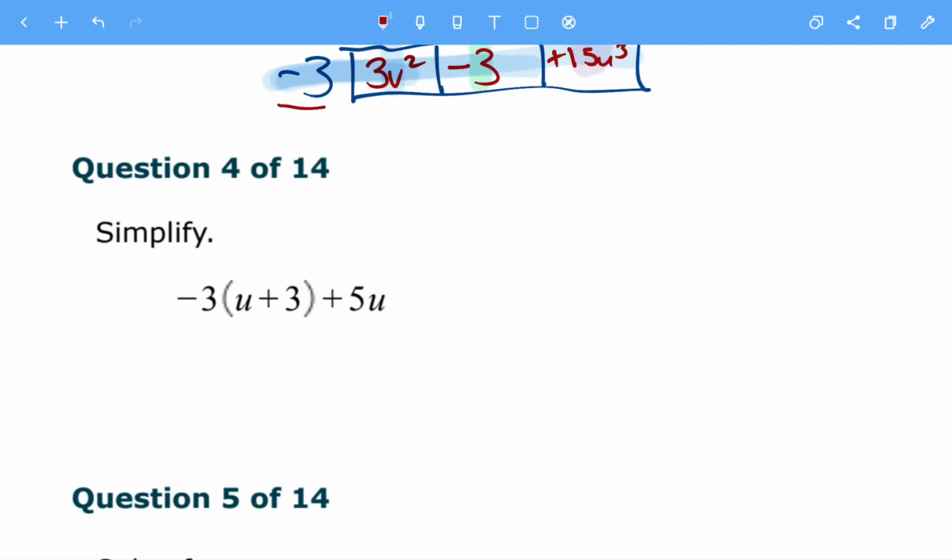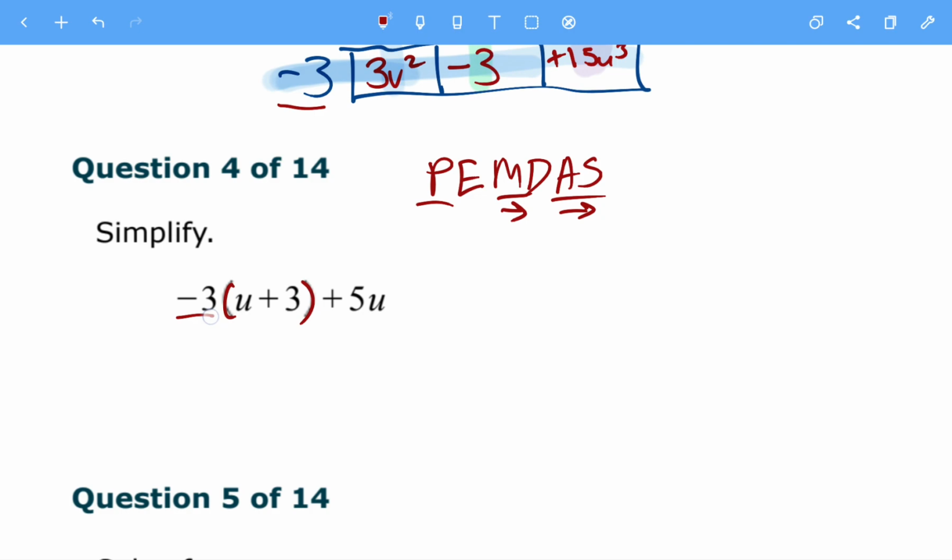Okay, now question 4, we want to simplify the expression below. So first you're going to remember your order of operations. So parentheses, exponents, multiplication and or division, adding and or subtraction. So these two are part of the same step, left to right. So first we check for parentheses. We do have some distribution we got to do.